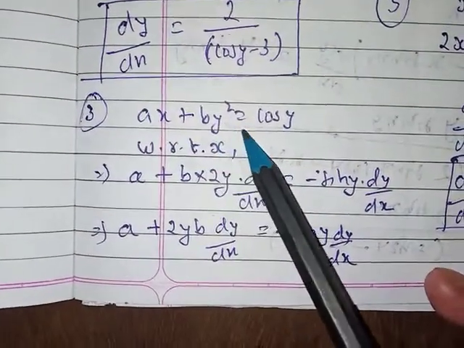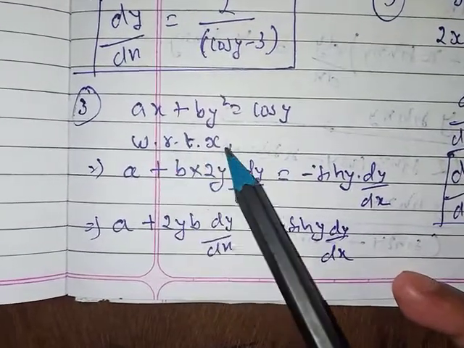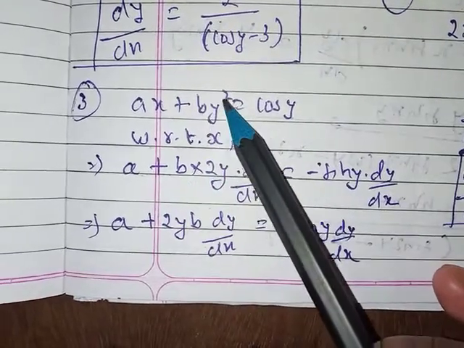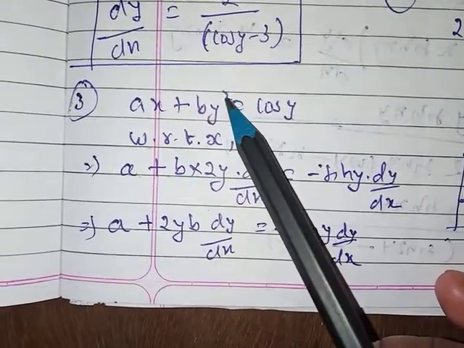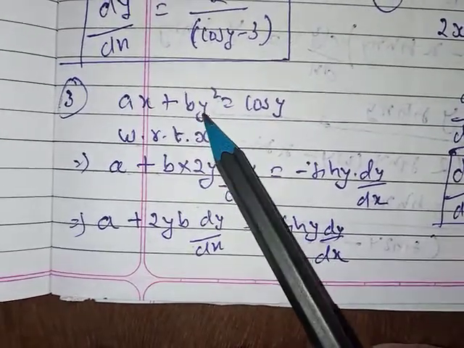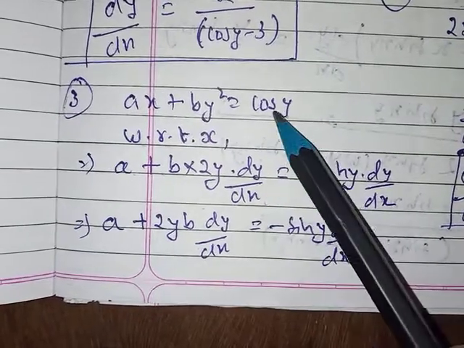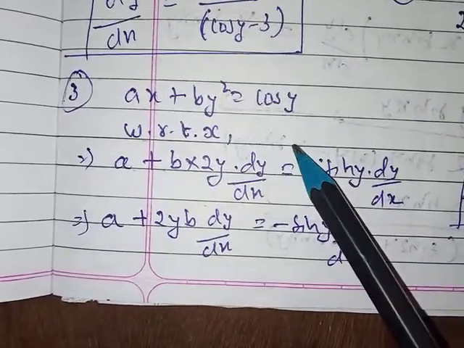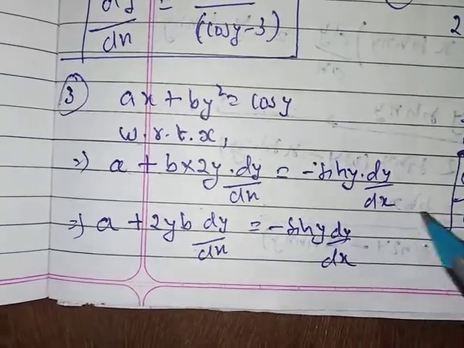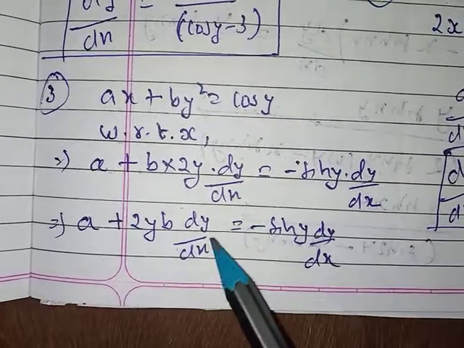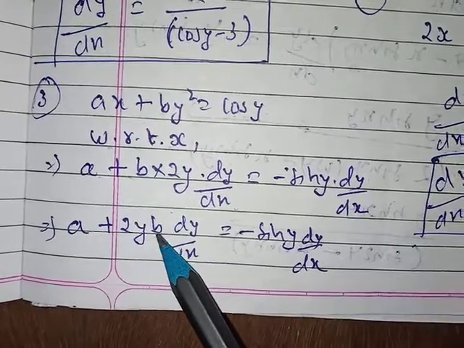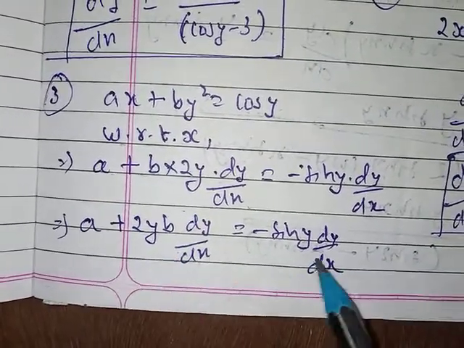x plus b y square is equal to cos y. Derivative with respect to x. Derivative of x is 1, so a plus b. Now with respect to power, so 2y. b is constant, so with respect to power 2y, and with respect to y dy by dx. And cos y, derivative of cos y is minus sin y, and with respect to y is dy by dx. Now collect dy by dx at one side. Is it? Okay, so you will say then 2yb dy by dx minus, so this term will collect at one side.